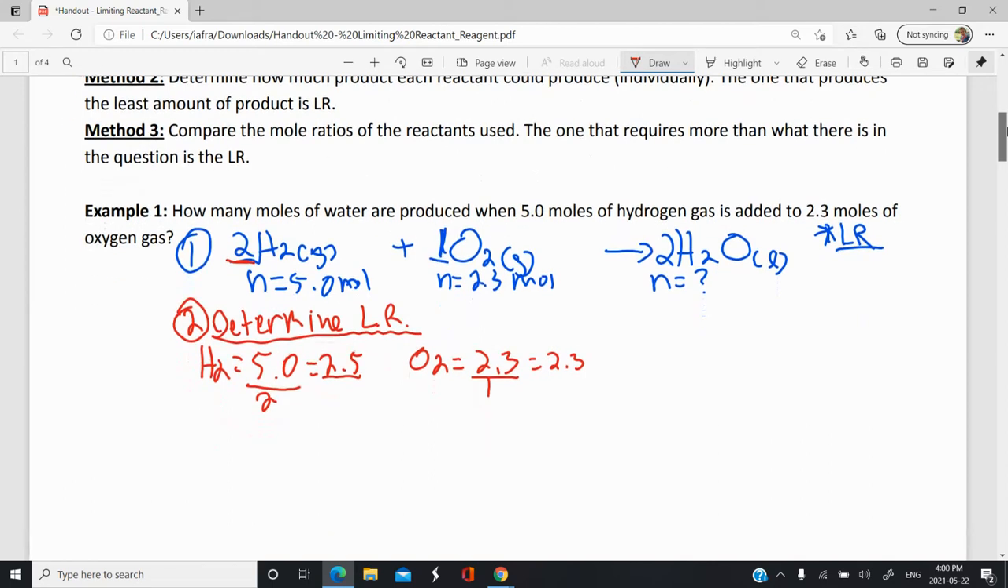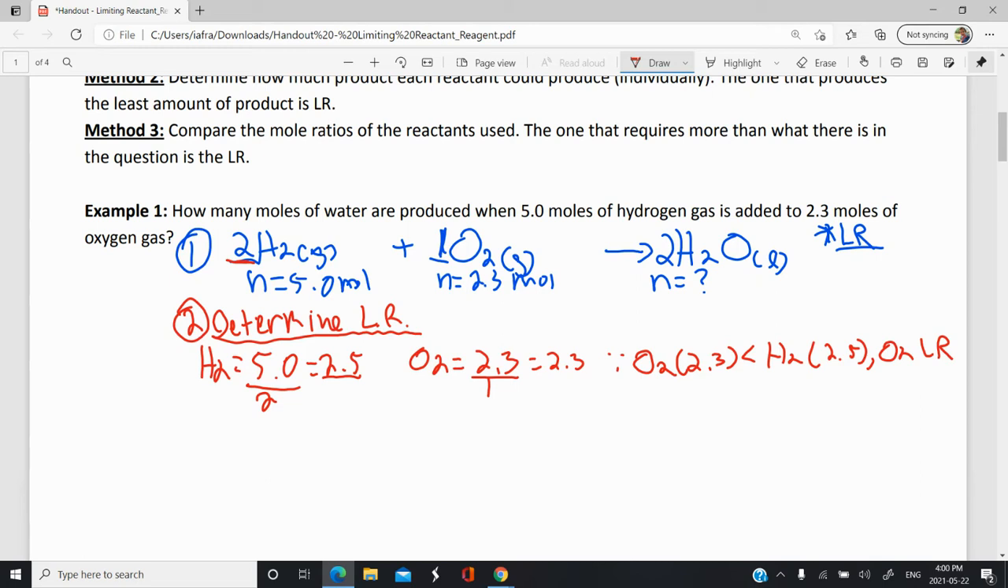And so now from here, we can say the smallest one after doing this will be our limiting reactant. So since O2, which is 2.3, is smaller than H2, which is 2.5, O2 is the LR. And so you would essentially ignore H2 and use O2 to finish doing the problem.